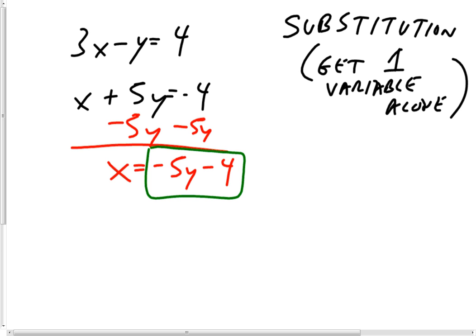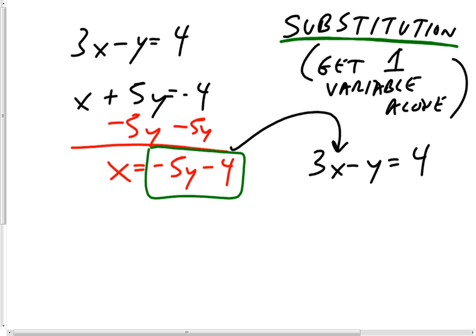We can now use that chunk of information. And what's the title of this? The idea is we take that and put it into the other equation. So write down the other equation. What did we say x was? Negative 5y minus 4. That's going to go in that spot, and you're going to do some distribution and solve. This is why you learn your distribution, so that you can substitute when you have more than one equation.